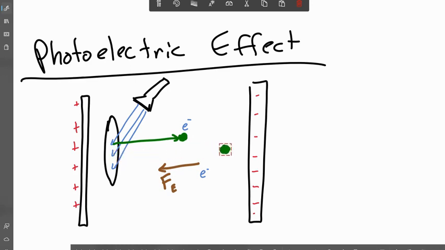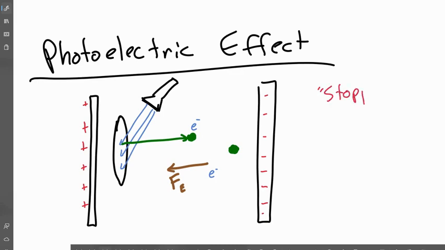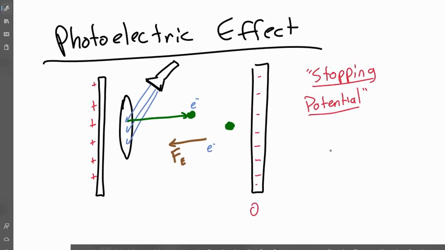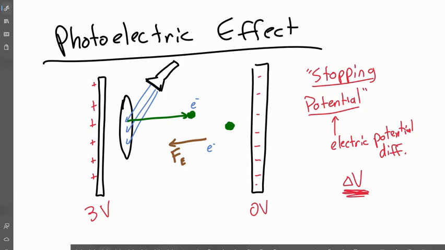So we look at this in terms of this thing called stopping potential. That's a term you have to know. Stopping means the electron stops. Potential is, if the negative plate is at 0 volts and this one is at, let's say, 3 volts, potential refers to electric potential difference, which in variable speak we say delta V. So the stopping potential is whatever potential it takes to make the electron stop.